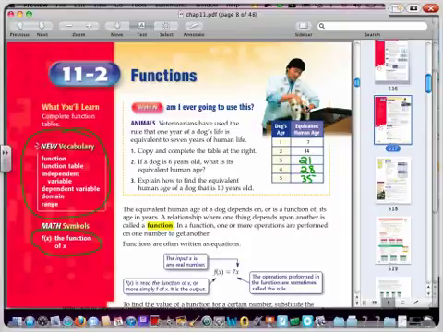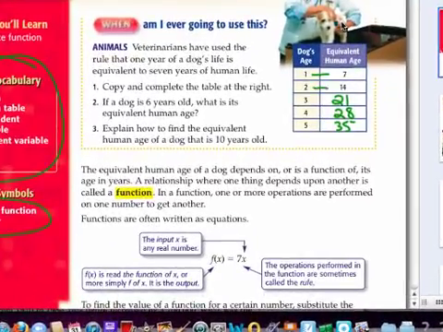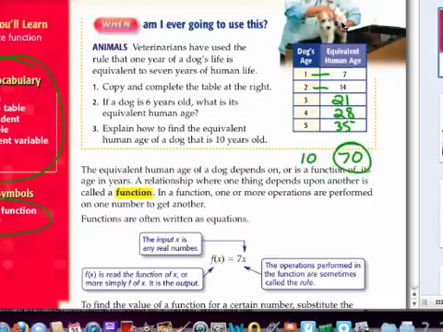And it says, well, how would you find it if the dog's age is 10 years old? What have we done for each one of these? Looks like we multiplied by 7. So if the dog is 10, its age is 70. That is an example of a function. Pretty simple, it's not a lot to it. But it's a relationship where the human equivalent depends on the dog's age in this example. So when we have one thing that depends upon another, we call that a function.